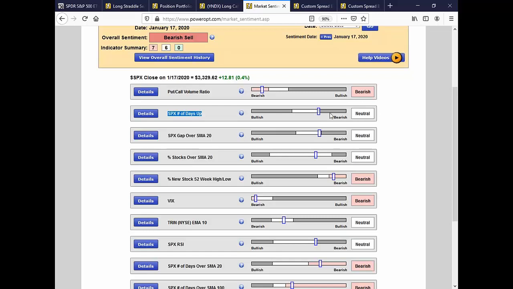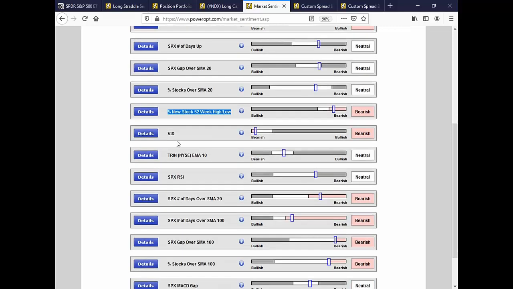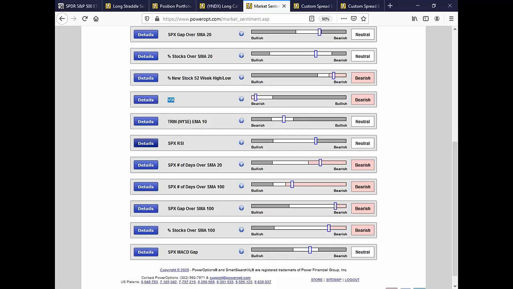This hasn't triggered yet. If SPX is up on Tuesday, that's going to trigger. We're going to be 8 to 5. Gap over the SMA 20, that's almost bearish. The percentage of stocks across the market over the 20-day moving average is still in the middle. Number of stocks seeing their new 52-week high went bearish. VIX is bearish. I'll talk about that in a moment too after I finish this. Trend is even. The RSI of SPX is sitting there almost at bearish. Number of days over SMA 20, bearish. Number of days at the SPX over 100, bearish. SPX, the size of the gap over the SMA 100 just entered bearish. Percentage of stocks over the SMA 100 just entered bearish.